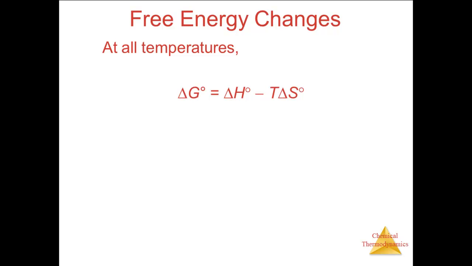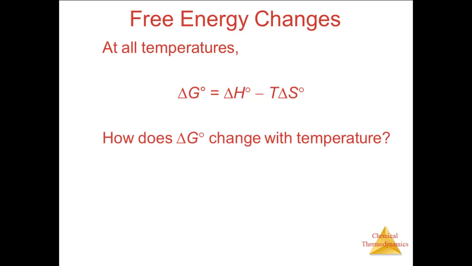However, we can also calculate the value of delta G at a particular temperature from the values of delta H and delta S by using the equation delta G zero equals delta H zero minus T delta S zero. How does the value of delta G zero change with temperature? That depends on how the temperature changes and on how the values of delta H and delta S change with temperature.